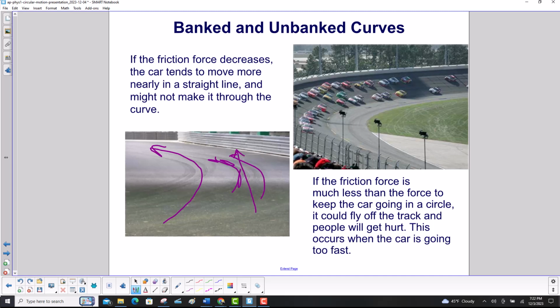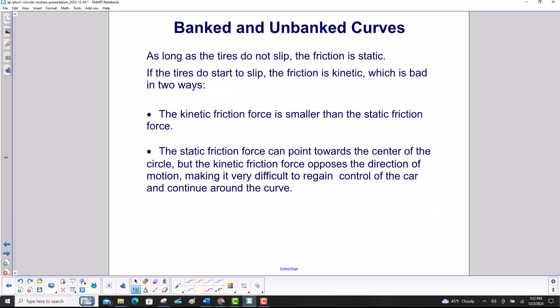If the friction force is much less than the force to keep the car going in a circle, it could fly off the track and people will get hurt. This occurs when the car is going too fast. As long as the tires do not slip, the friction is static. If the tires do start to slip, the friction is kinetic, which is bad in two ways.